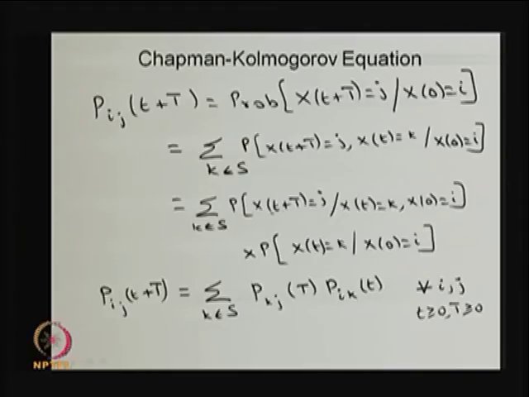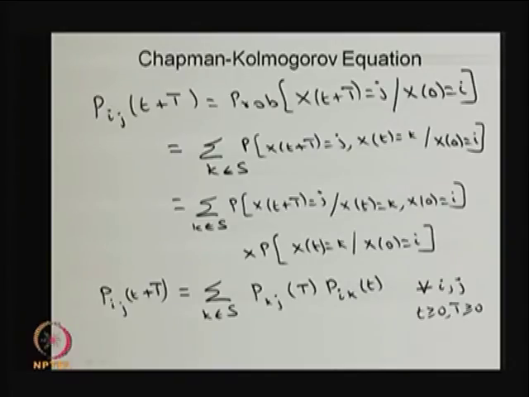That is the same as the conditional probability of the system being in the state j at the time point t plus capital T, given that it was in the state i at time 0 as well as in the state k at small t also, multiplied by the transition probability of the system moving from 0 to t from the state i to k. That is the same as the first conditional probability.